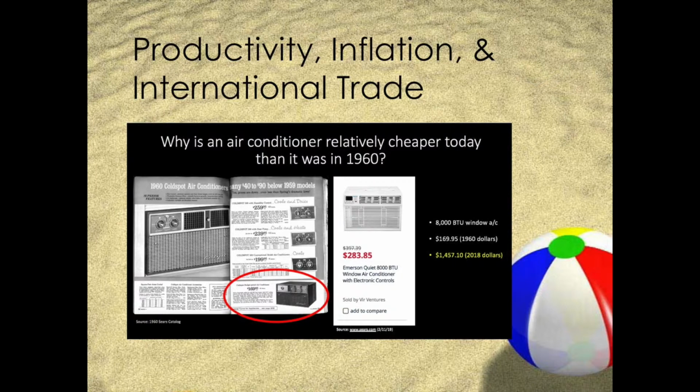They say a picture is worth 1,000 words, and here's a great example. I have a 1960 Sears catalog, and in it I found a window air conditioner on sale for $169. If we adjust for inflation, that $169 in 1960 would be $1,457 today. Interestingly, I went on Sears' website and found a comparable air conditioner for $283. So the question is, why doesn't the air conditioner today cost more than $1,400? Well, we need to take into account a couple of things, including technological change, economic efficiency, and international trade. We'll talk more about that later.